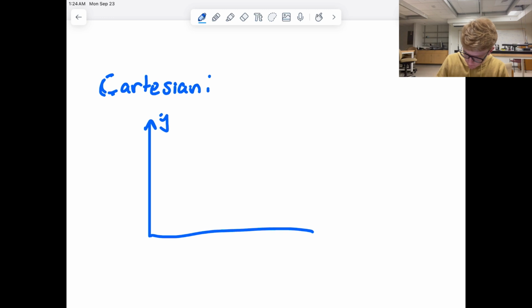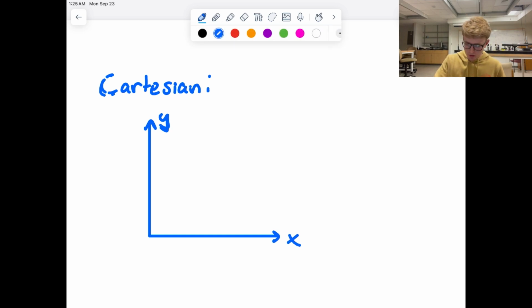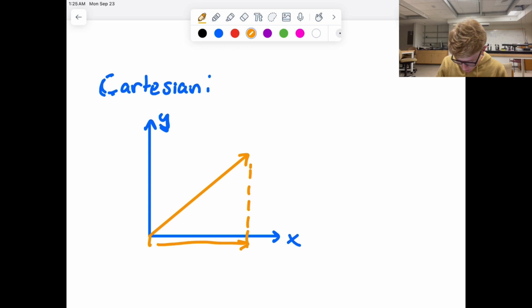So there's y, and here's x. Okay, so there's our coordinate system, and my vector might look something like this. So there's my vector, and that vector will have some distance here. Call this distance capital X, and we'll call this distance capital Y. Okay, so this is Cartesian.